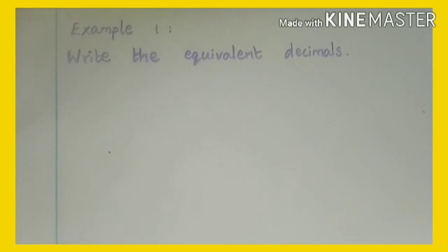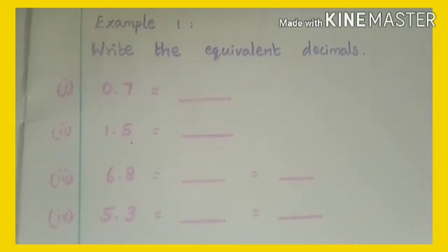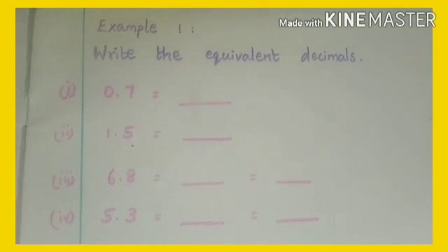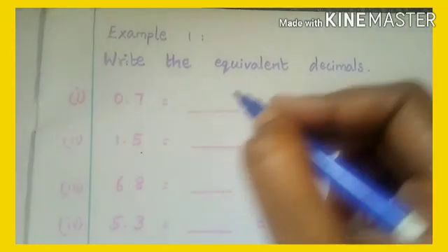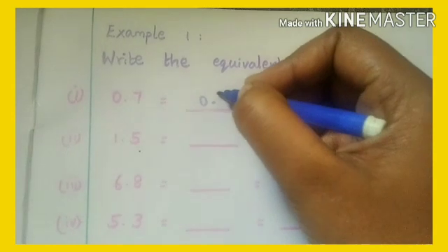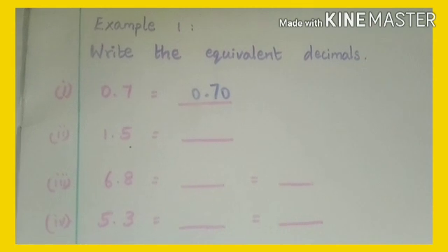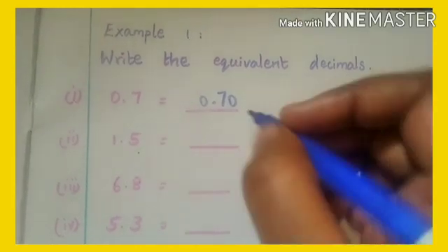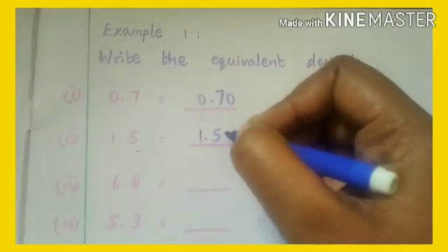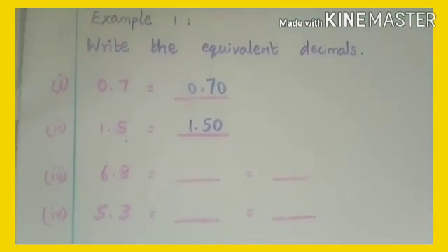Let us see some examples. Example 1. Write the equivalent decimals for the following sums. First one, 0 and 7 tenths. We have to write the equivalent decimals for 0 and 7 tenths. So we should add one 0 in the decimal part. That is 0 and 70 hundredths. We get the answer as 0 and 70 hundredths. Second sum, 1 and 5 tenths. We have to add one 0 in the decimal part. Now we get 1 and 50 hundredths.